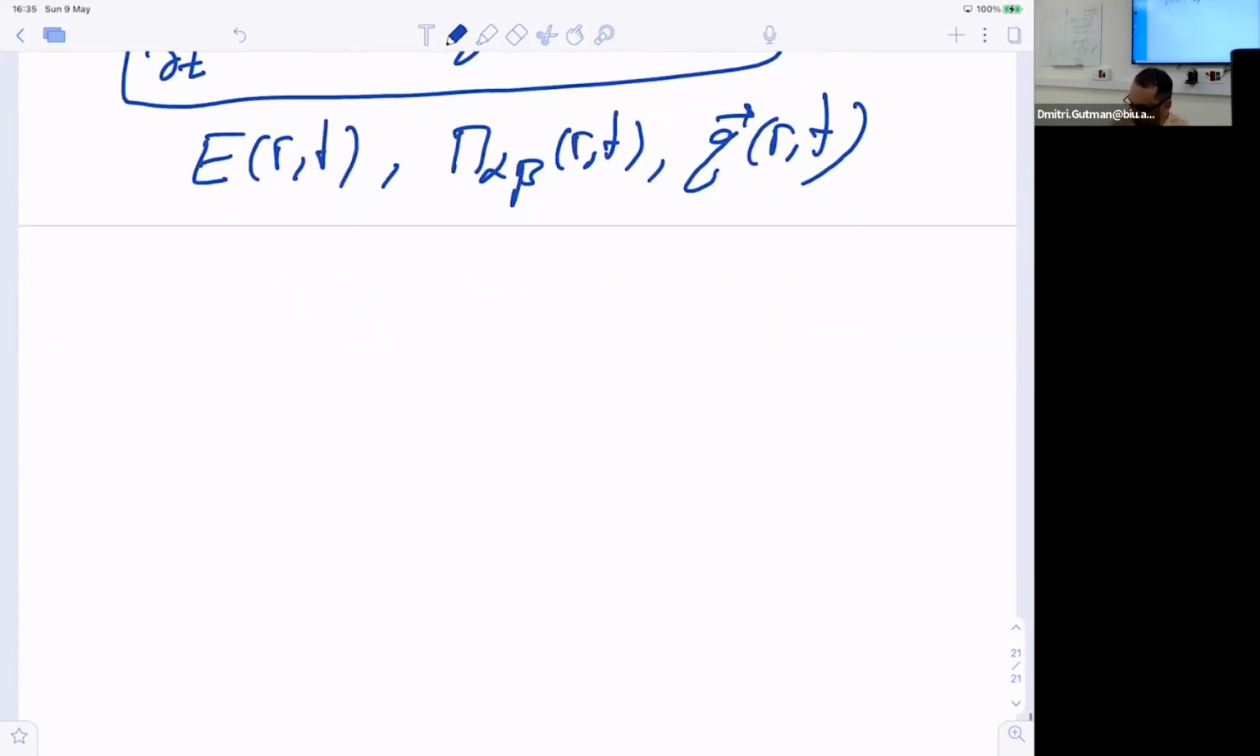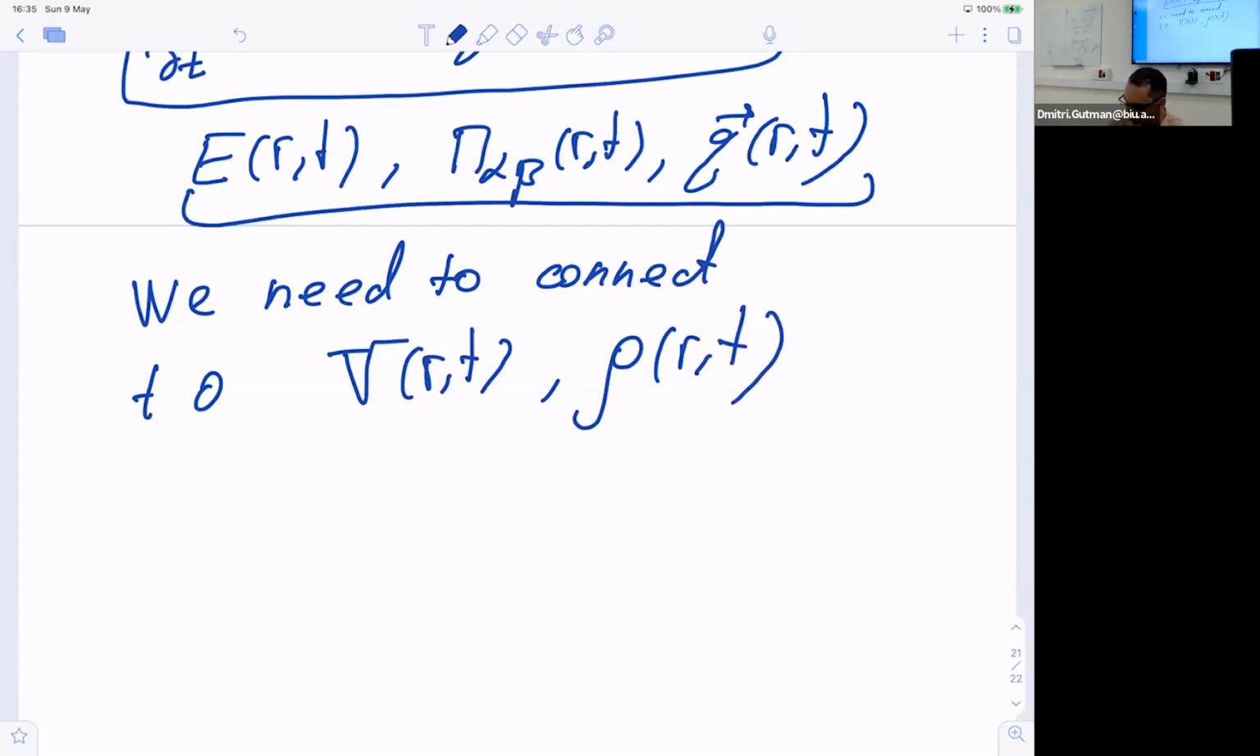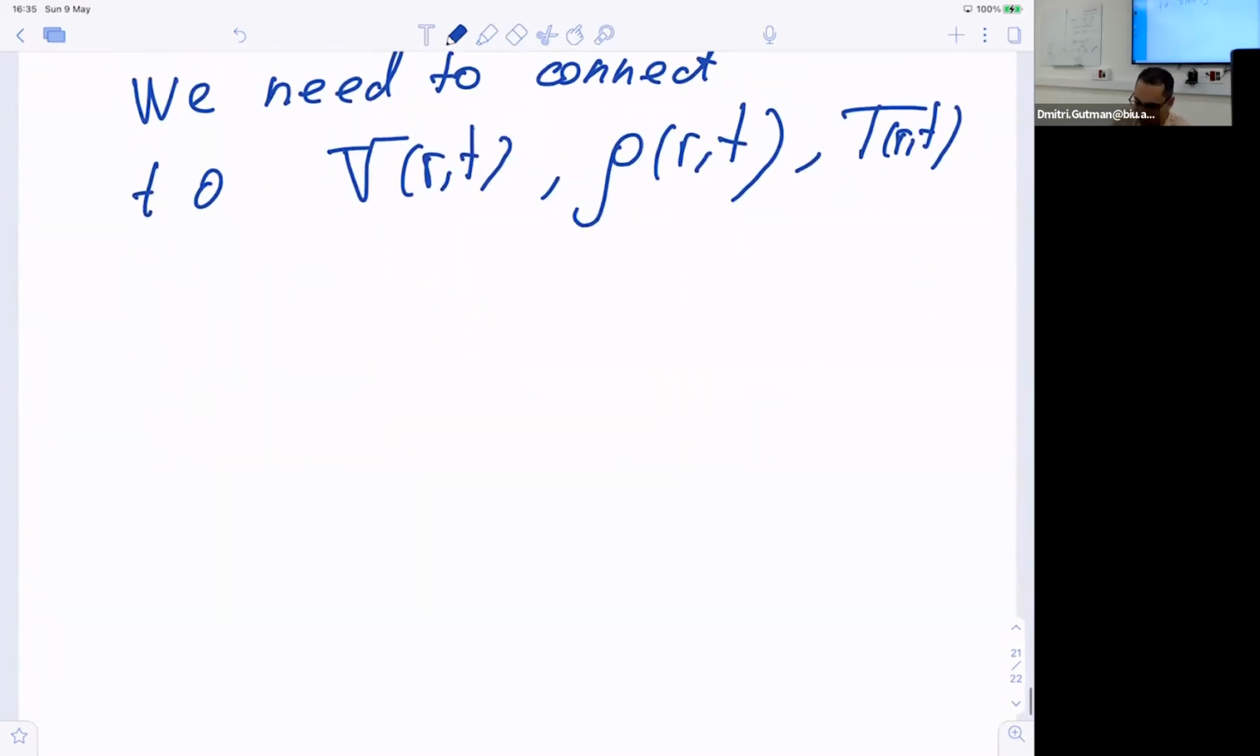Okay, so we need to connect these guys to the hydrodynamic velocity, density, and temperature, things that can be measured in the experiment.